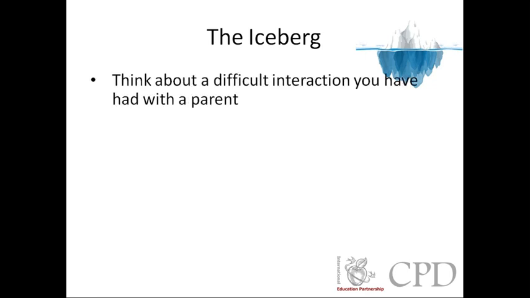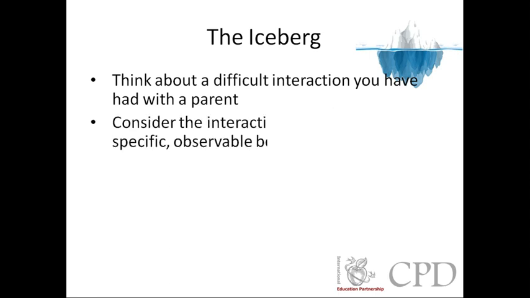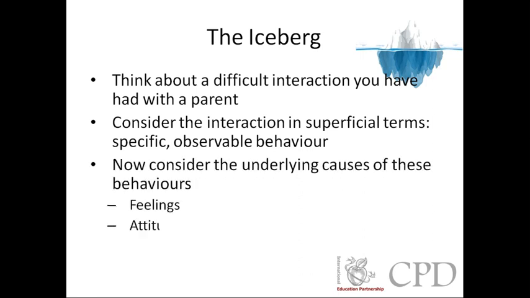So right now, have a little reflect and think about a difficult interaction you've had with a parent. You can pause the video now to give yourself a little more time to think about this. Consider the interaction in superficial terms, so you're just looking at specific observable behaviour. Now, I want you to go back and think about the underlying causes of these behaviours, the feelings, attitudes, beliefs and values that are involved there. Again, if you need to pause the video for a few moments, go ahead.